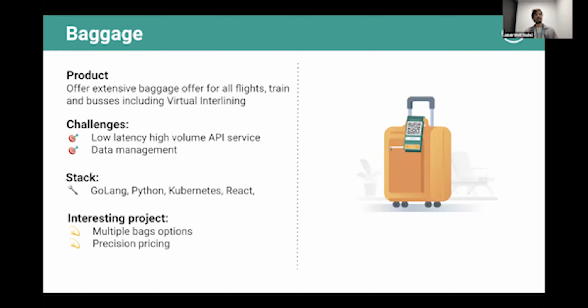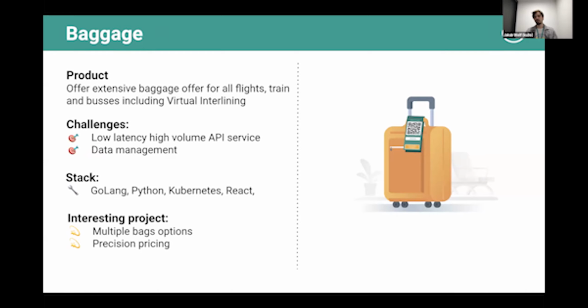At Kiwi, the engineering part is about making the algorithms that combine the baggage and looking for the data. That creates a challenge in itself: creating a low latency, high volume API service. What does low latency mean? We are talking about 1 to 5 milliseconds. It's written in Go, so that's why it's so good.